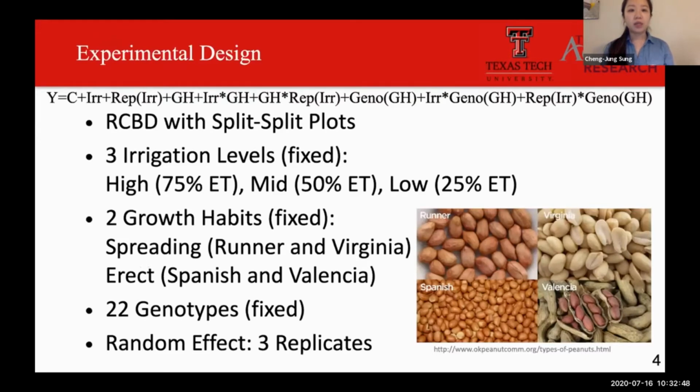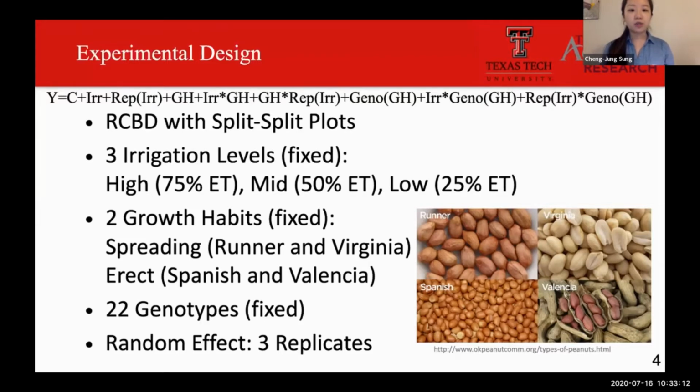So the experimental design used in this project is the RCBD with split plots. And there are three fixed effects used in this model, including 3 irrigation levels, that is high, mid, and low, which are 75%, 50%, and 25% ET replacement, respectively.